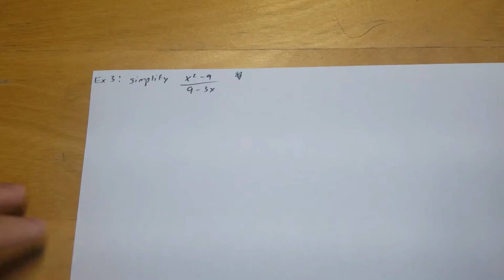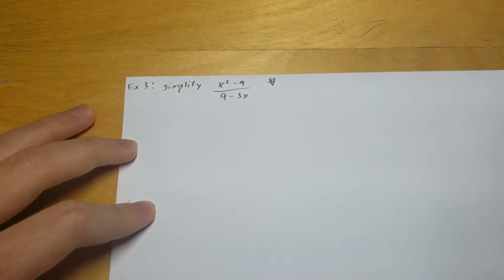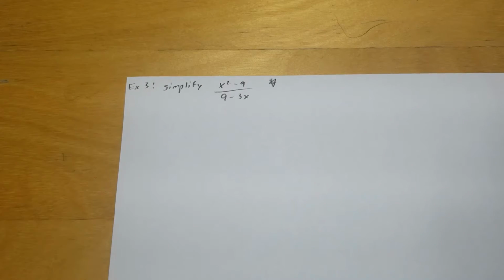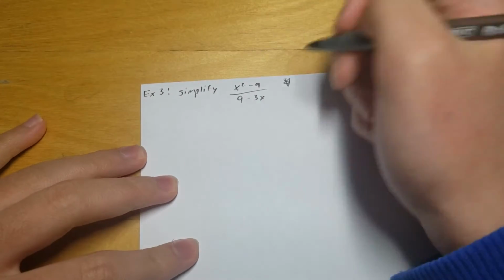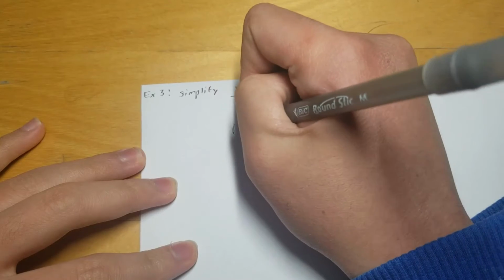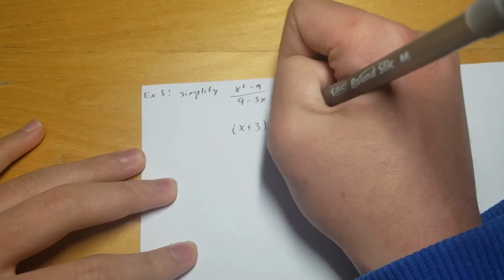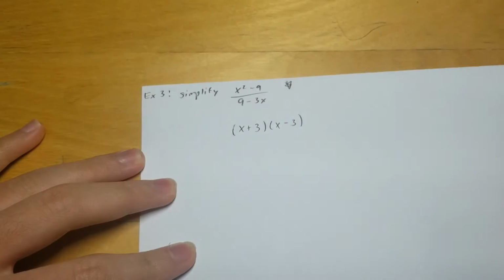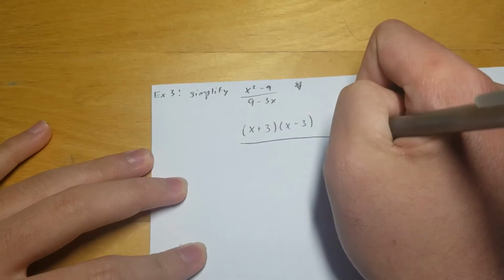And a little special problem over here. Try this one out for yourselves, and then we'll get started. Okay, so once again, factor the top: x plus 3 times x minus 3, over.